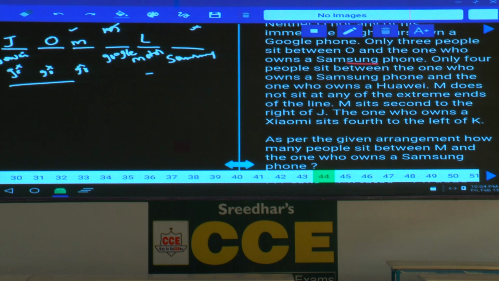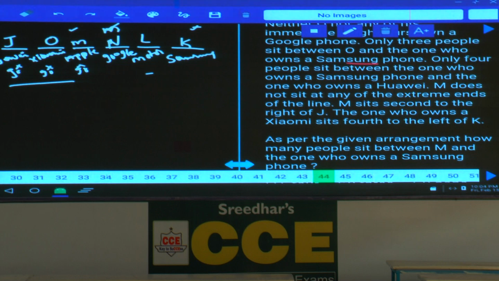And the one who owns Xiaomi sits 4th to the left of K. 4th to the left hand side of K, this must be K, 1, 2, 3, 4. Hence this X must own Xiaomi, isn't it? If X owns Xiaomi, then what is the other? Yes, who is the person left over here? J, O, M, N, L, K. N is the person left over. And the mobile, what is the mobile here? And Apple is the mobile which is left over. Clear? Now this is how these 6 persons are seated in a row, facing towards north, and they own mobiles of different companies.